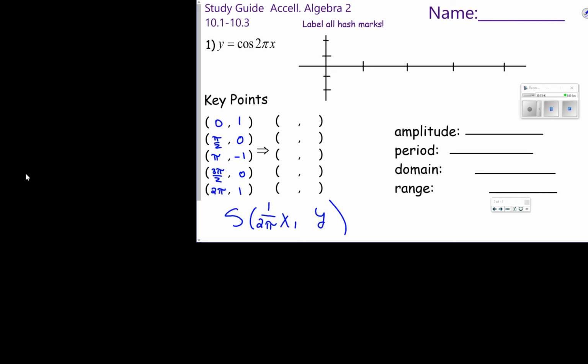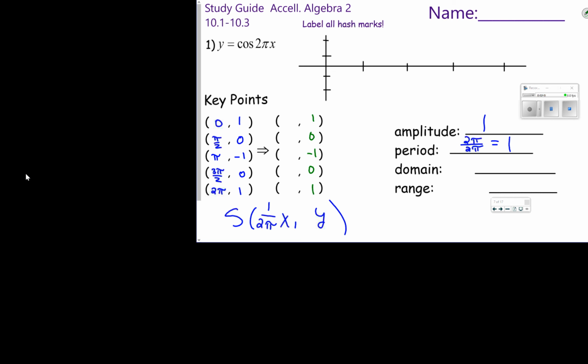If I want to, I could talk about amplitude and period right now. Amplitude is just 1, and period is just 2 pi over b, or 2 pi over 2 pi, which is going to be 1. All right, so I'm ready to do all my scale changes. All my y's stay the same. 1, 0, -1, 0, 1.